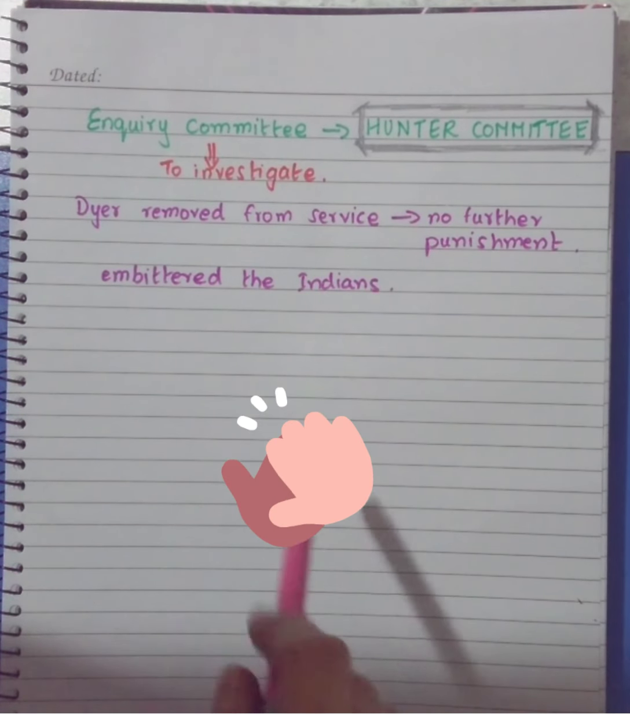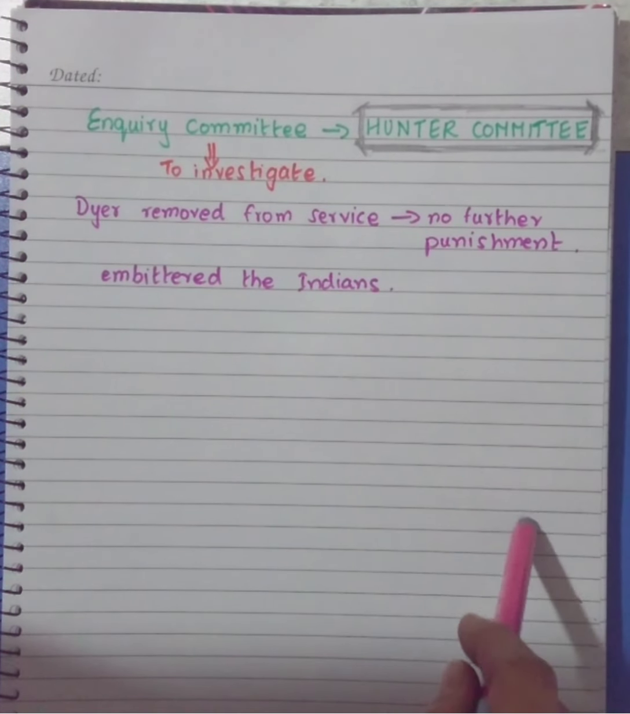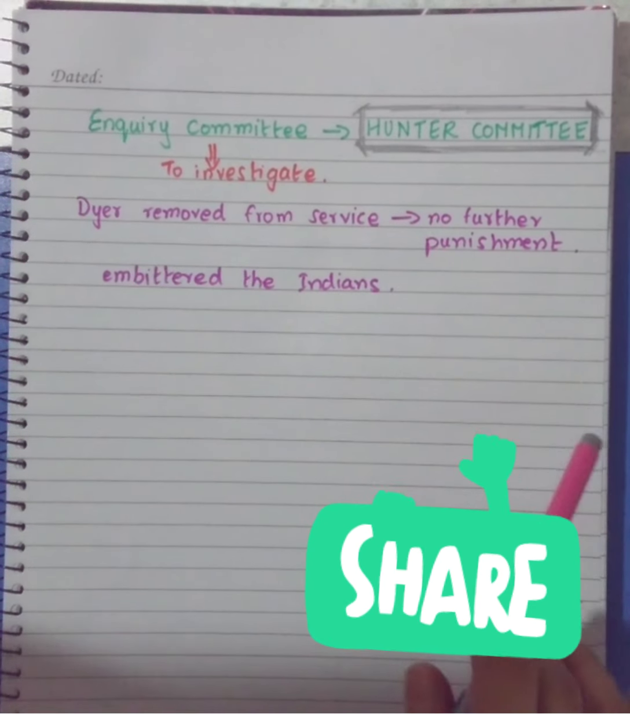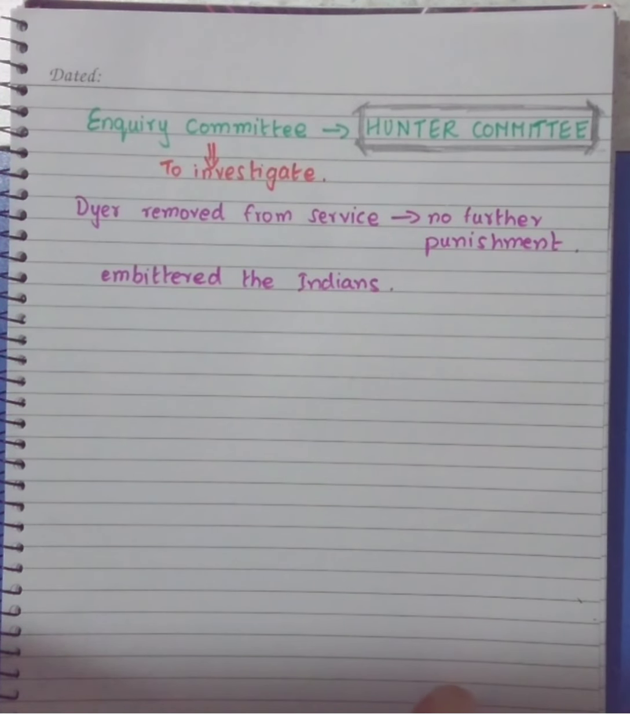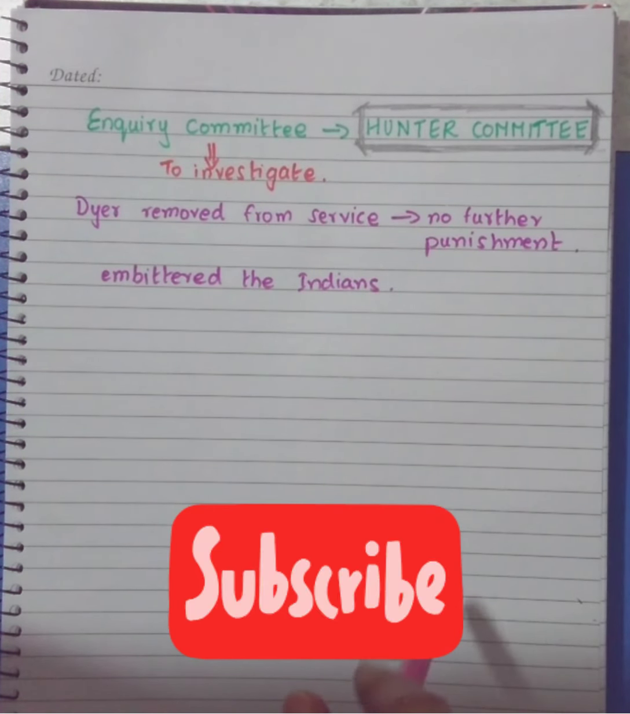So with this, we conclude. Today we talked about the Amritsar massacre or the Jallianwala Bagh incident. This much is more than enough. It usually comes as a 4-mark question, so you can write or sum up all that we discussed today in your answer.